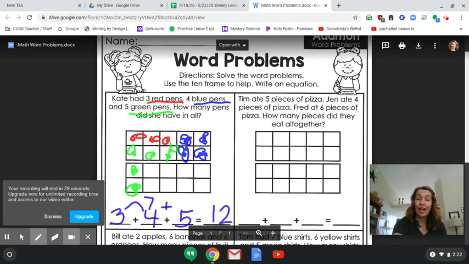Okay, so now you can look at the next one, and there are 2 more on the bottom. This one says, Tim ate 5 pieces of pizza. Wow, Tim. Jen ate 4 pieces of pizza. Fred ate 6 pieces of pizza. How many pieces did they eat all together? Again, remember that when they say all together, we're adding.